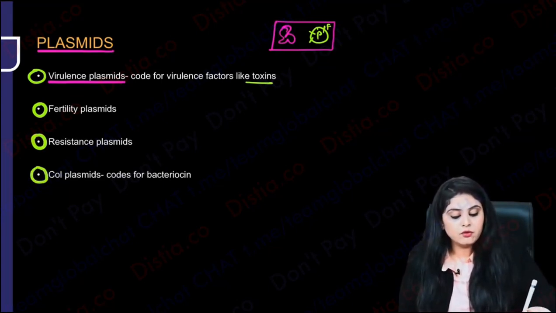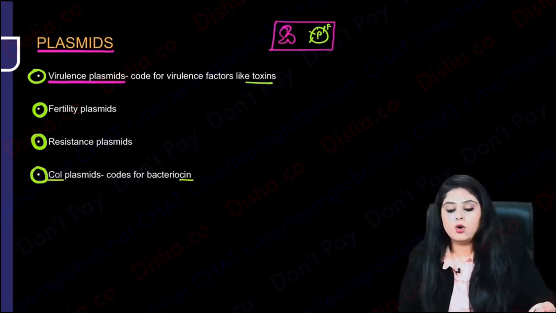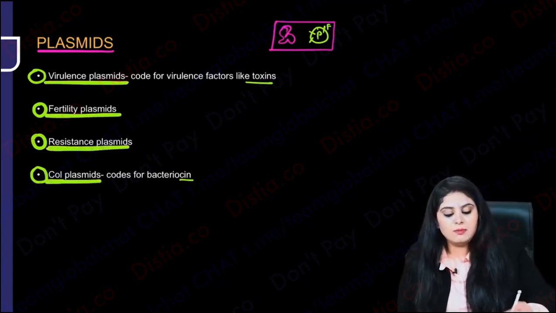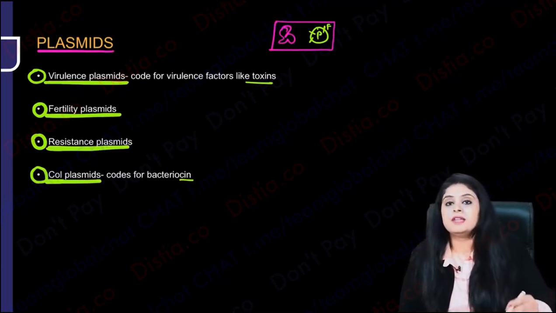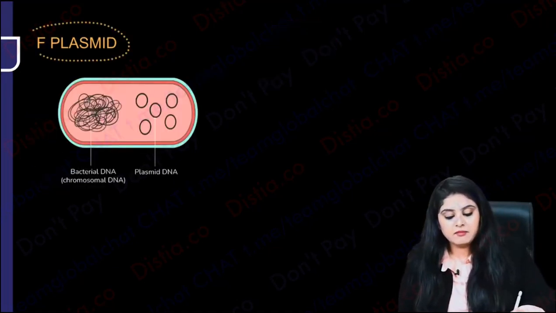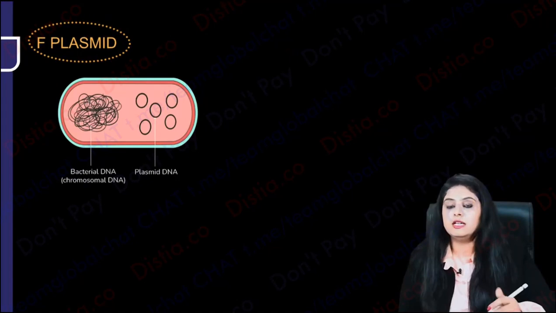Or they can code for bacteriocin. The bacteriocin one is known as the col plasmid. So remember, there is something known as virulence plasmid, fertility plasmid, resistance plasmid and col plasmid, right? So now you will say the plasmid will get transferred, but I will ask you what plasmid are you transferring? My main concern is going to be about the F plasmid. That is what we are going to study now.